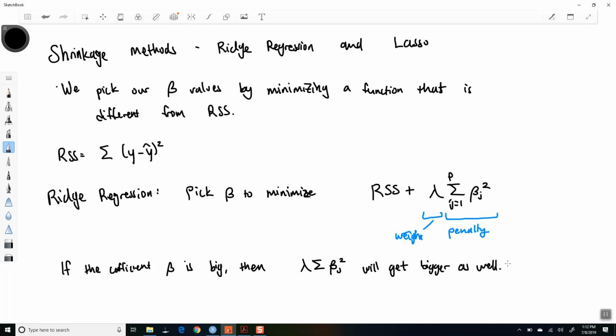Okay, and so now we have these competing things. One is, well, we want to pick the betas to minimize the RSS because that's part of this equation. So we still want, we don't want RSS to get huge. But at the same time, if minimizing RSS requires beta to be large, that's also going to introduce problems here because that's going to cause this thing to be big, right?